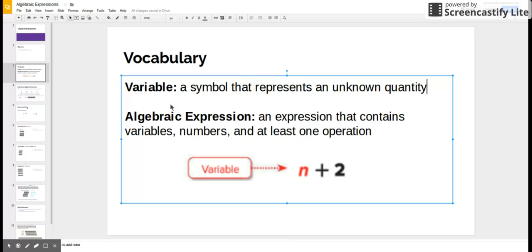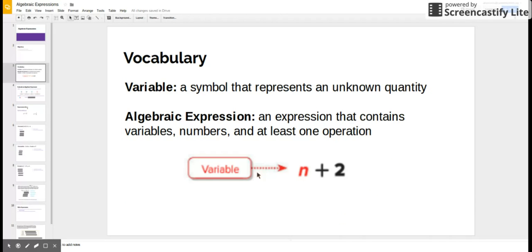An algebraic expression is an expression that contains variables, numbers, and at least one operation. So this is an example of an algebraic expression. It's got a variable, n, and it's got a number, 2, and it has an operation, which is a plus. So again, an example of a variable would be n, and this n plus 2 is an example of an algebraic expression.